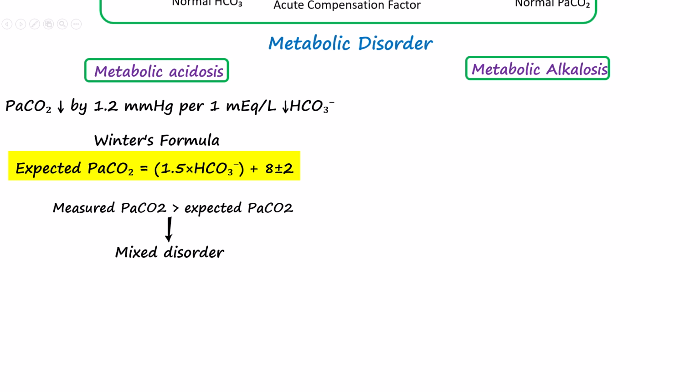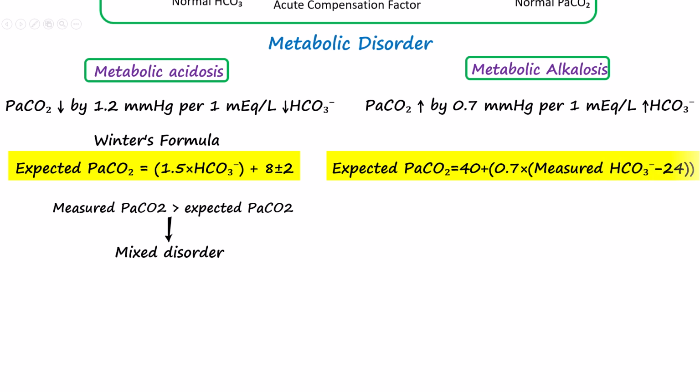In metabolic alkalosis, the respiratory system should compensate by slightly increasing CO2 levels, typically about 0.7 of a millimeter of mercury for every 1 millimole per liter increase in bicarbonate. We can use this formula too. If the CO2 doesn't rise as expected, this may indicate additional respiratory alkalosis.